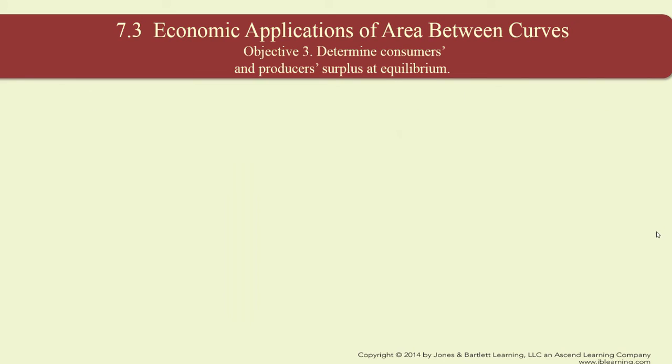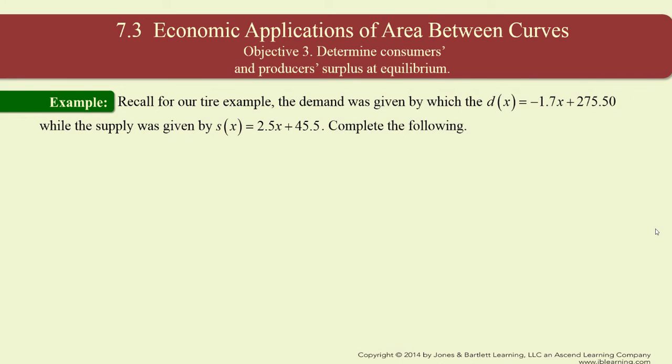So I bet we have an example here, and it's our good old tire example. What we've been seeing so far through the slideshow and all the examples is this tire. The demand for the tire is given by d of x equals negative 1.7x plus 275.50. The supply function is given by s of x equals 2.5x plus 45.5.